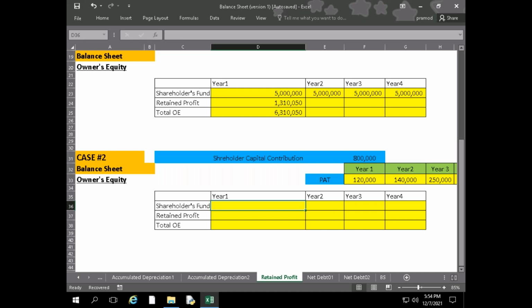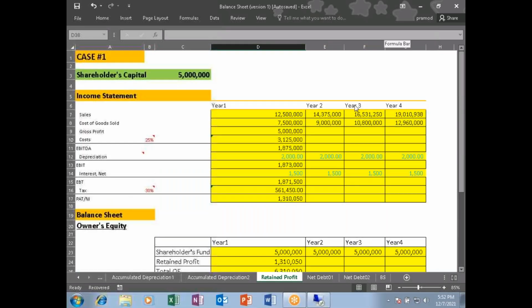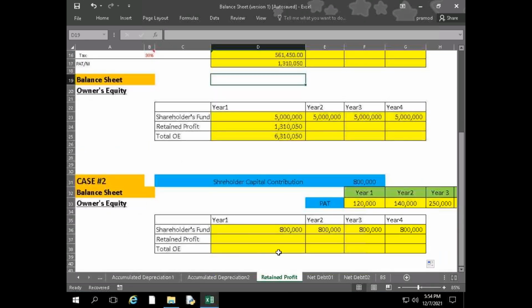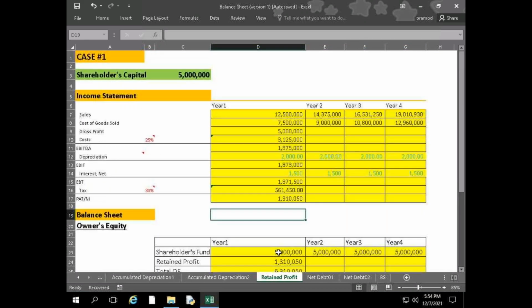So I have given these income statement values. For the owner's equity, I'll give 8,00,000. So 8,00,000 is the same for the 4 years. Find out the total equity. Understood? This is how you will find out the retained earnings. So retained profits you will have. You all understood?